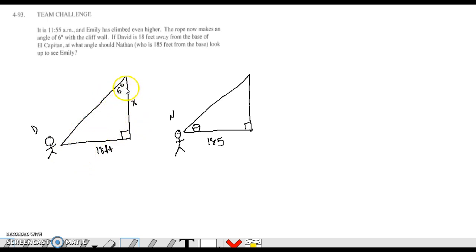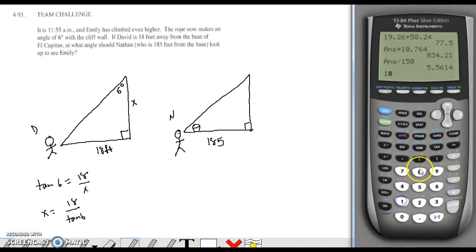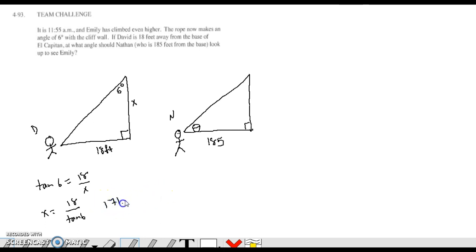Okay, and I'm going to use my tangent. So the tangent of 6 degrees is equal to opposite over adjacent. So if I multiply and then divide, this will be 18 over the tan of 6. So what is 18 divided by tan of 6? We get 171.2, and let's round to 6, so 171.26 feet.